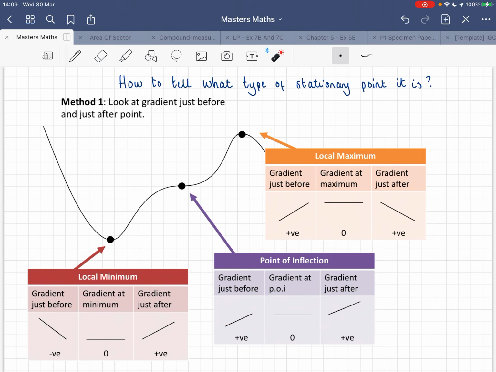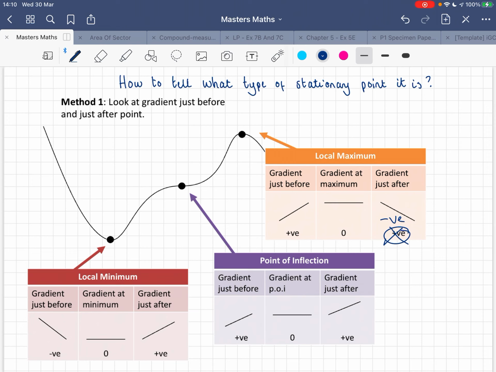So how to tell what type of stationary point it is? If it's a minimum, the gradient just before the stationary point, just before the turning point, would be negative. Then we get a gradient of 0 where the actual turning point is, and then afterwards it continues on in the positive direction. If it's a point of inflection, the gradient just before would be positive and the gradient after it would be positive. Basically the gradient is the same, because again, that could work the other way. We could have negative and negative, not just positive. Or we could have a local maximum where the gradient just before it is positive. Then we have the turning point where the gradient is 0, and then just afterwards the gradient is negative.